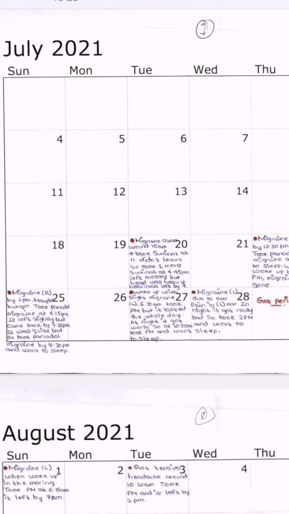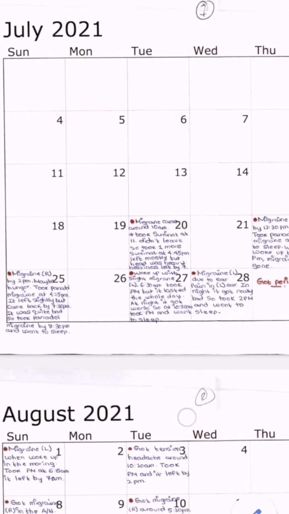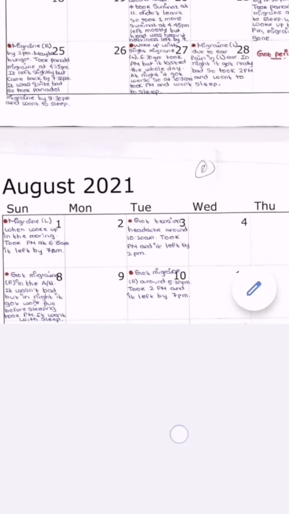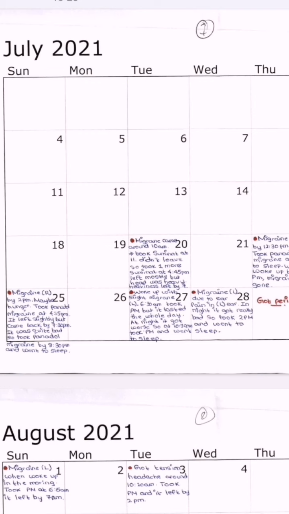So for example, I'll show you, this is July 2021 into August 2021. So from the middle of July till the middle of August, that's about a month. I can easily count how many headaches she had. That's 1, 2, 3, 4, 5, 6, 7, 8, 9. So she had about 9 headaches over this period, and I can study the details of each of them.